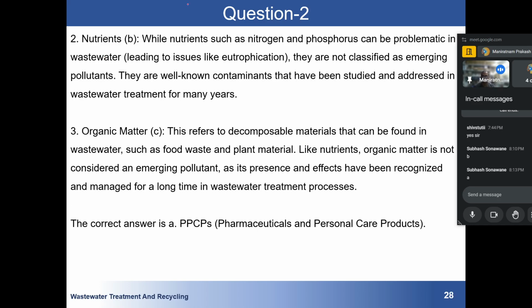We have already discussed this. The others are not emerging; they are from old times, from a long time. Nutrient removal, organic matter and all these things. So the correct answer is A, PPCP.